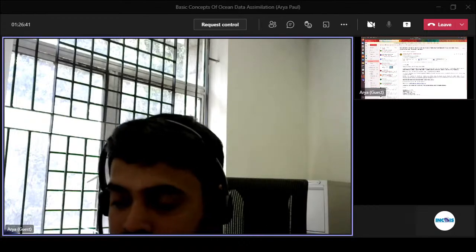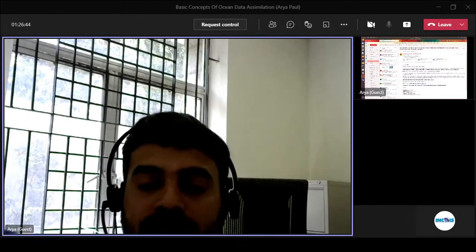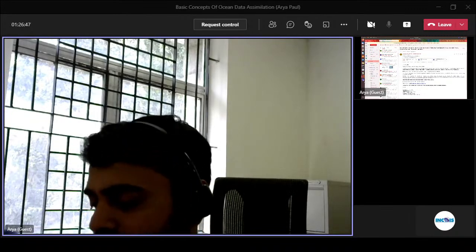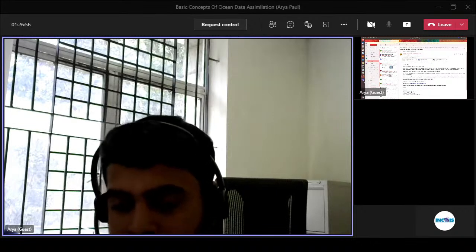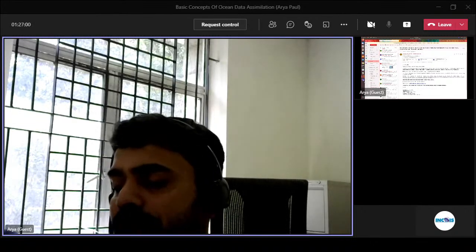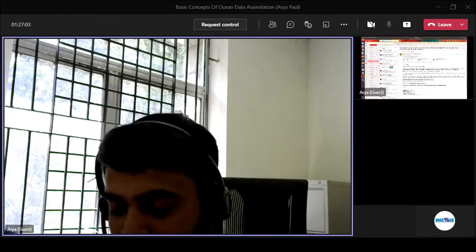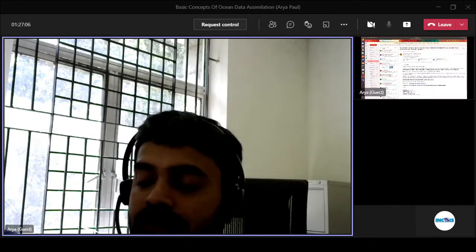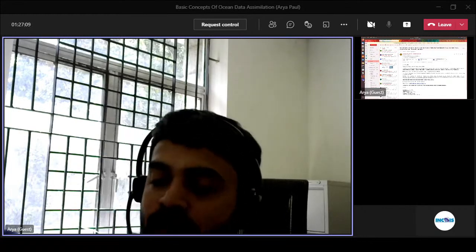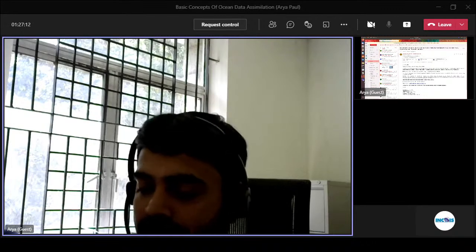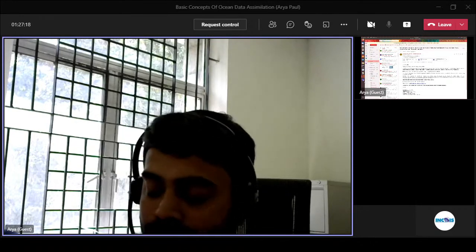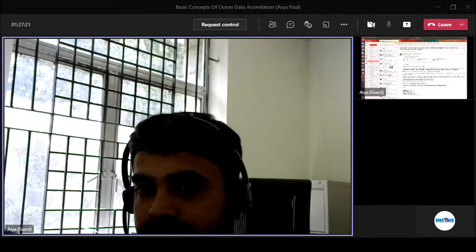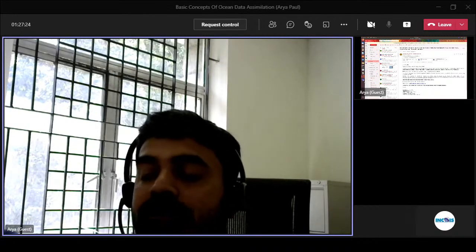When you talk about the ocean model, the sample size is huge. It solves the ocean at multiple grid locations. In comparison, your observations are sparse, hugely sparse compared to your model. So the model and the observation are two different data sets, and we can see that the sample sizes are very different. In such a case, how do we correlate or assimilate the data?